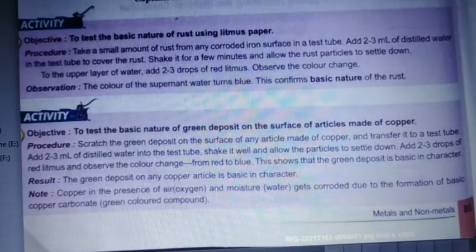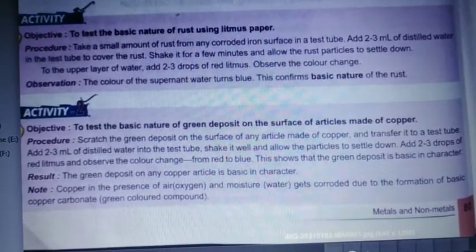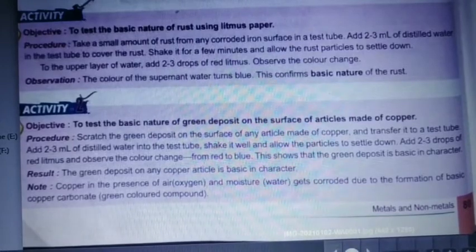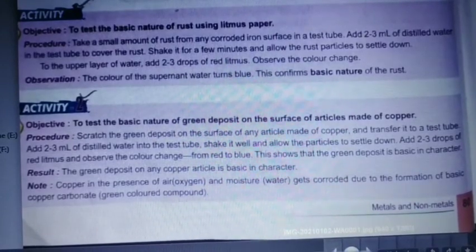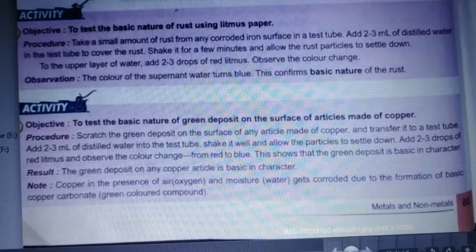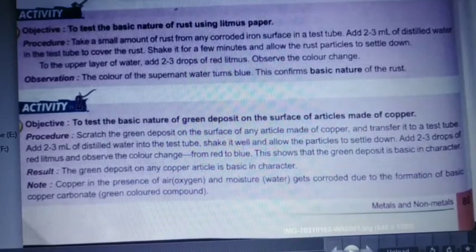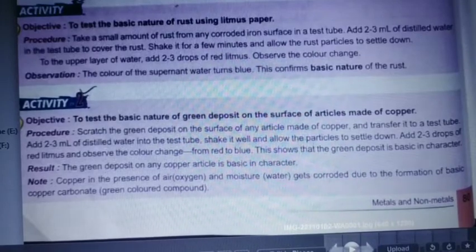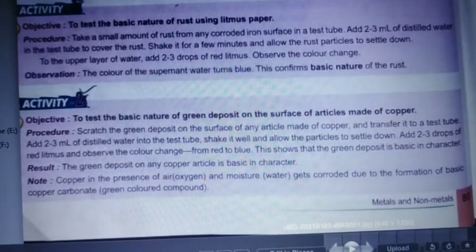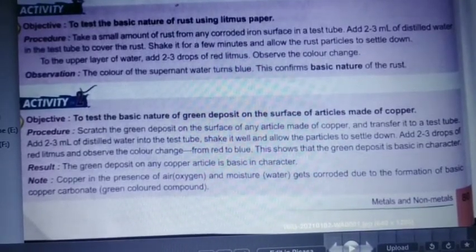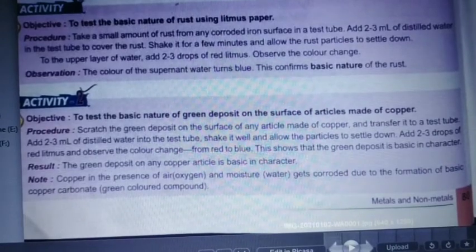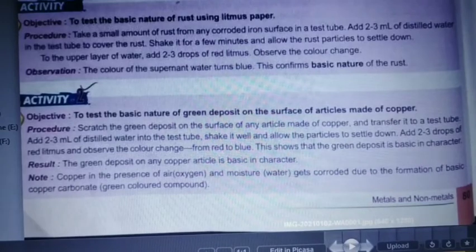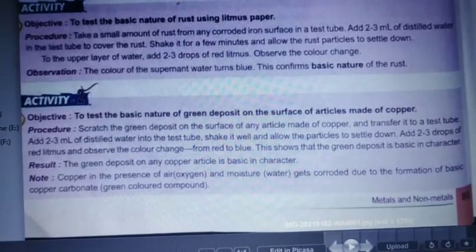Again the process is the same. Add 2 to 3 ml of distilled water into the test tube. Shake it well and allow the particles to settle down. Then add 2 to 3 drops of red litmus. You will observe that the red litmus water changes to blue. This shows that the green deposit is basic in character. So the green deposit on any copper article is basic in character.